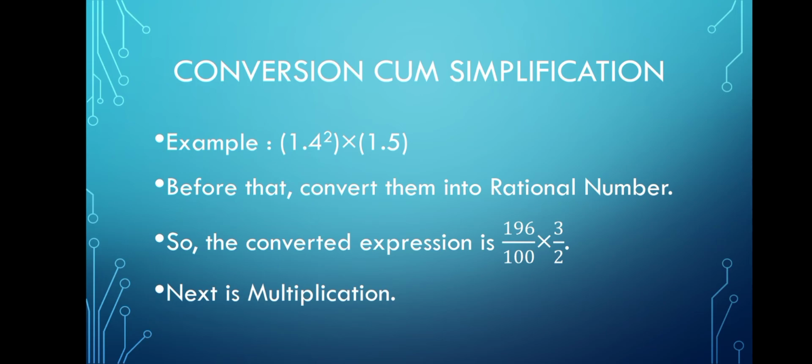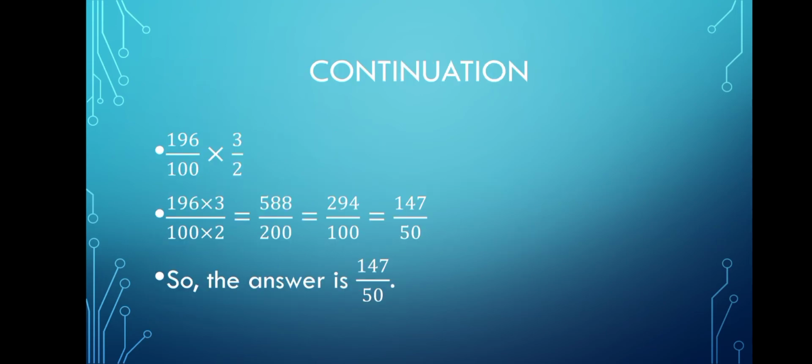After conversion, we should do multiplication. 196 by 100 into 3 by 2. Then 196 into 3 by 100 into 2. 196 into 3 is how much? It's 588. 100 into 2 is how much? It's 200. After simplification, we get 588 by 200. Then with further simplification, we get 147 by 50.